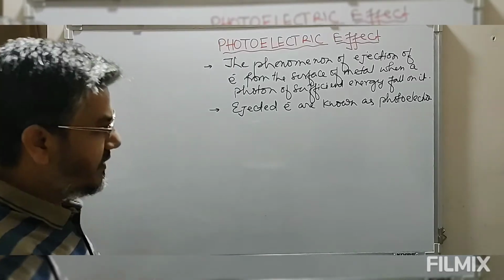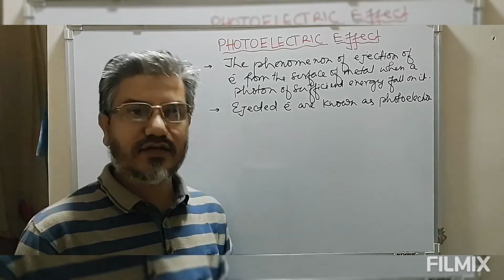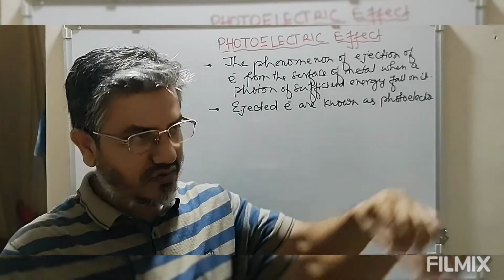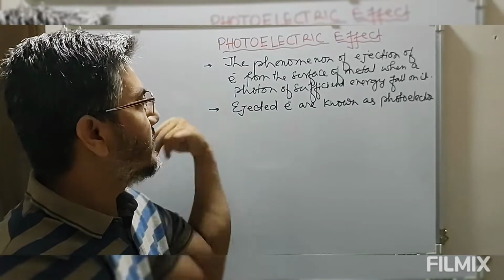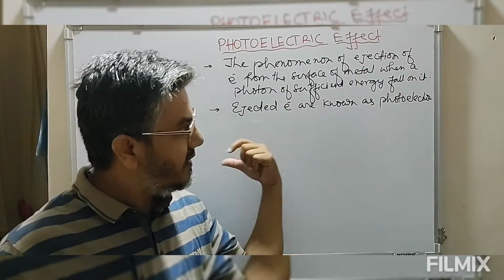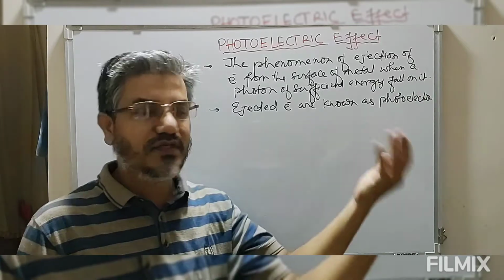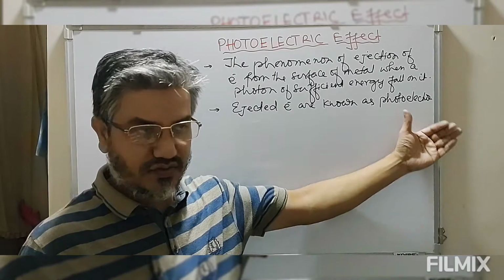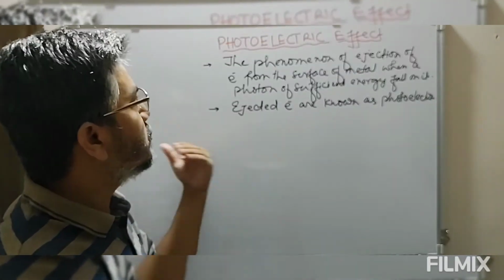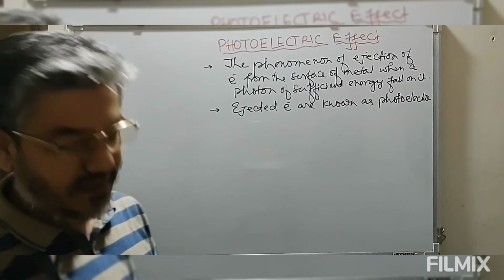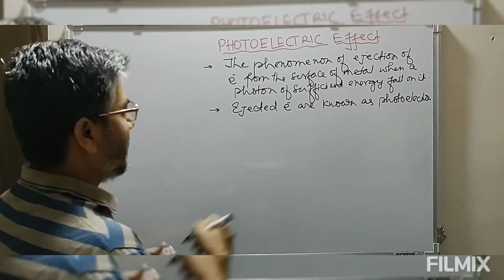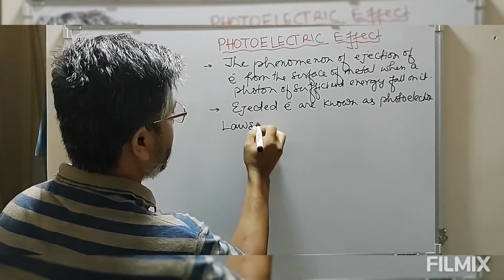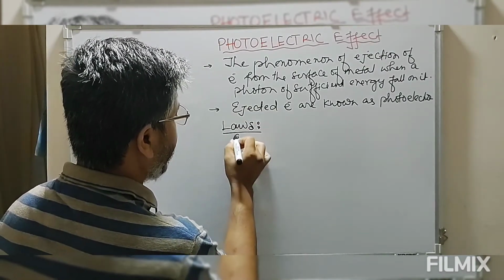So we have a metal surface. To this metal surface, a photon of sufficient energy strikes, and because of this, electrons are removed from the surface of the metal. That is what we call the photoelectric effect, and the electrons that are ejected from the surface are what we call photoelectrons. Now there are some laws which govern this photoelectric effect.